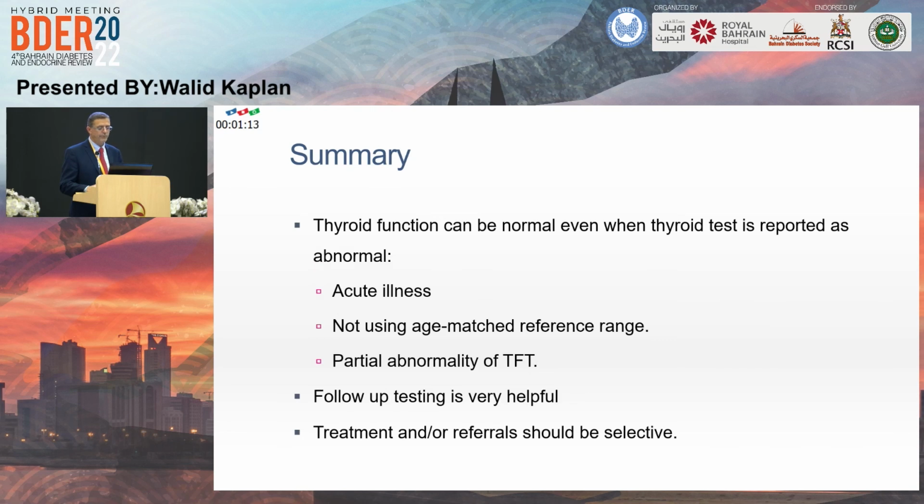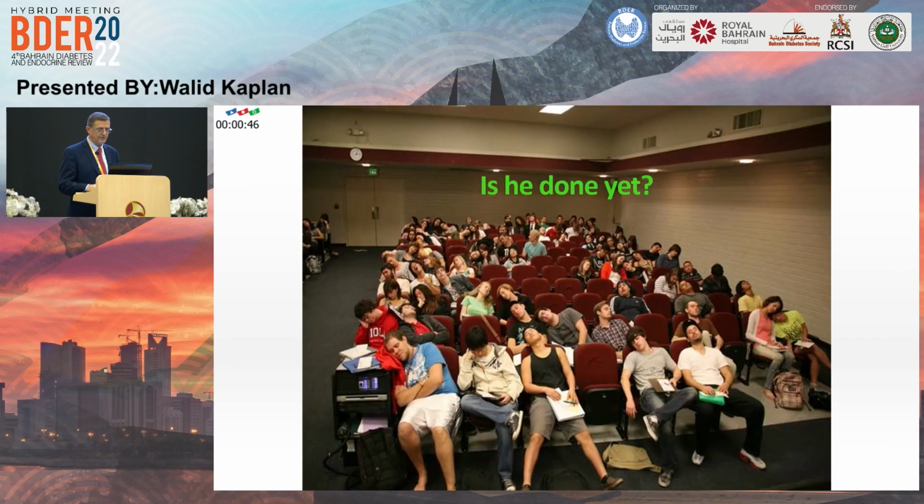So in summary, thyroid function can be normal even if the thyroid test is abnormal. Examples that I have shown you in these cases: during acute illness, or if you're not using the age-matched reference, or if you have partial abnormality of thyroid function test. Follow-up testing is very helpful, and treatment and/or referral should be only selective for certain cases.